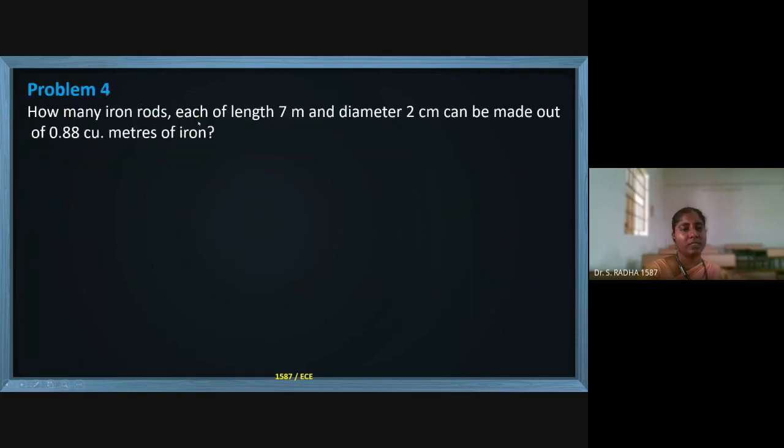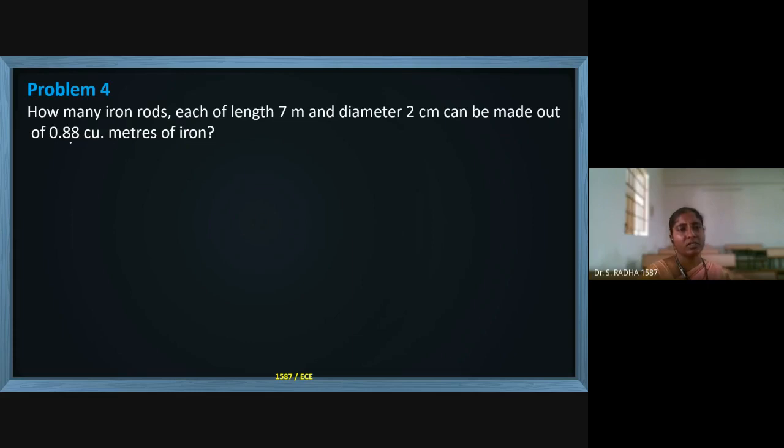I am going to next problem. How many iron rods, each of length 7 meter and diameter 2 centimeter, can be made out of 0.88 cubic meters of iron? Okay, how many iron rods, each of length 7 meter and diameter 2 centimeter, can be made out of 0.88 cubic meters of iron?